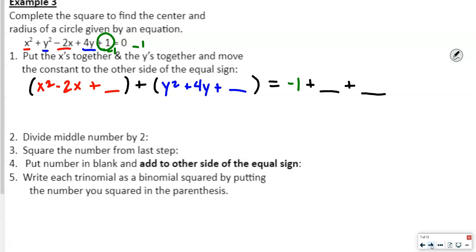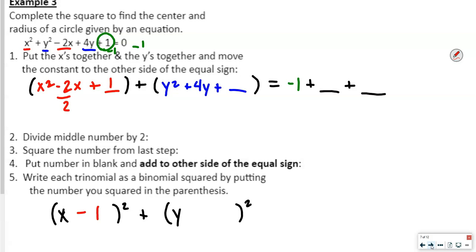It says divide the middle number by 2. So this is something we are accustomed to doing, right? So I'm going to go ahead and put these in parentheses here like this. We know there's going to be x there, and there's going to be a y there, right? Okay, so divide the middle number by 2. So when we divide this number by 2, we get minus 1, right? And then we square that number when we put it back up there. Negative 1 times negative 1 is 1.